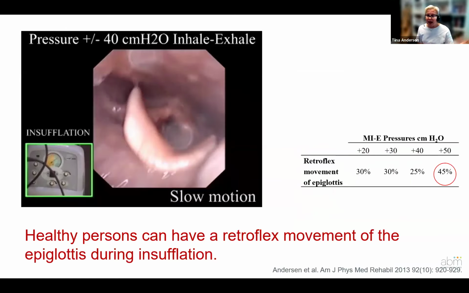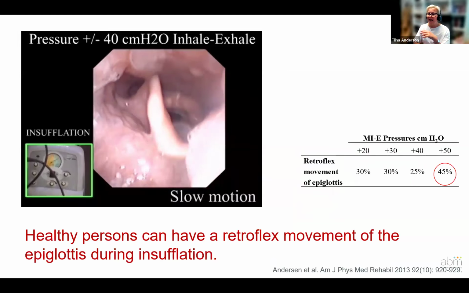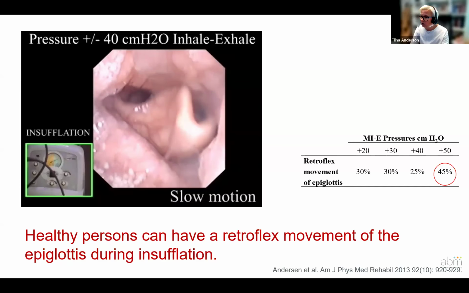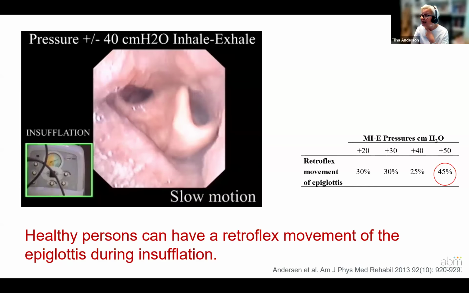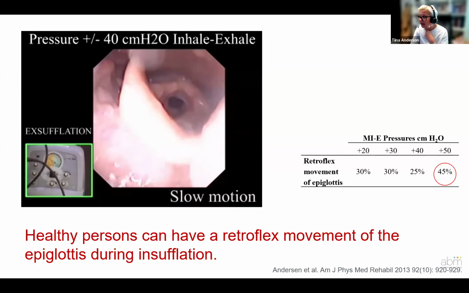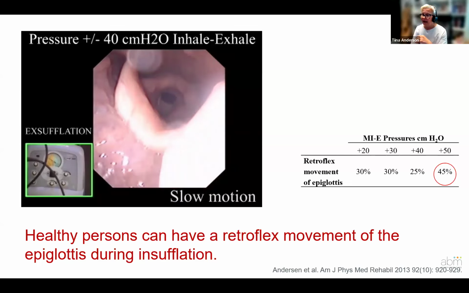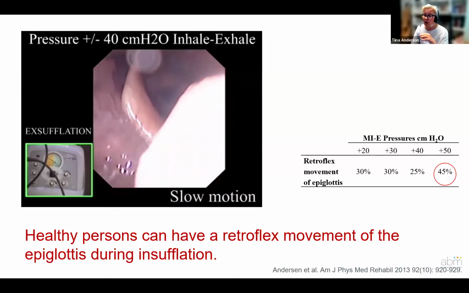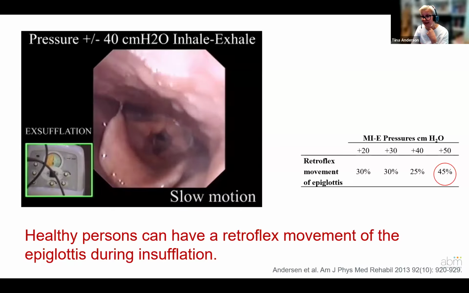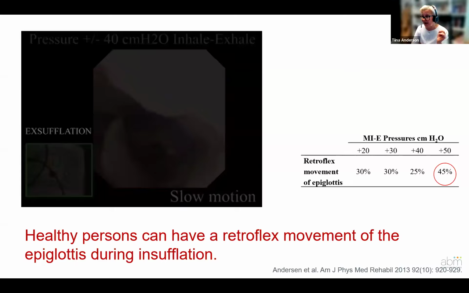It was normal when we applied positive pressure to these healthy individuals that the epiglottis could have a retroflex movement during positive pressures, during insufflation. It could be a long-lasting retroflex movement like here, or a very short, rapid retroflex and then back. And when we applied higher treatment pressures in our protocol, we saw that at plus 50 centimeters of water, almost half of these healthy volunteers had retroflex epiglottis.